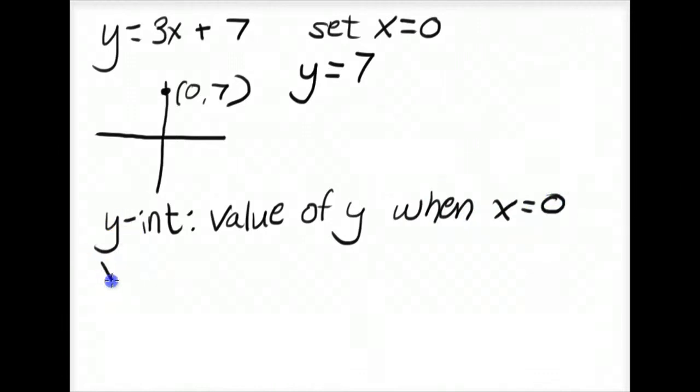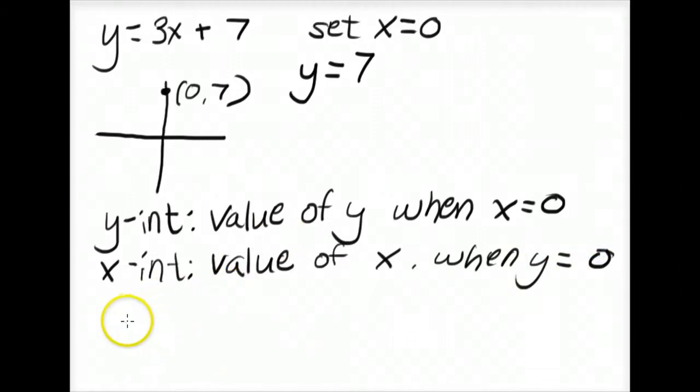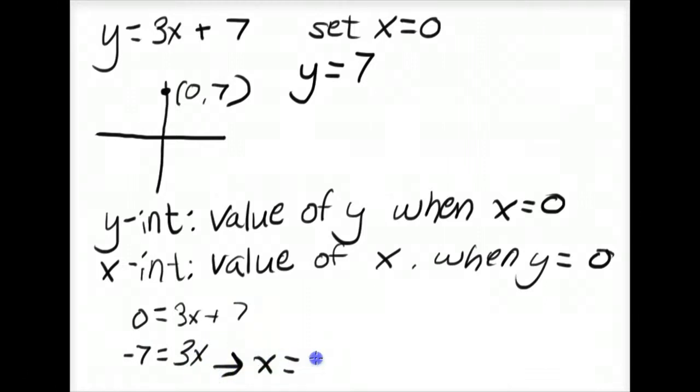And conversely, the x-intercept is the value of x when y equals 0. So to find the x-intercept here, we can set y equal to 0 and solve for x. So we'll have 0 equals 3x plus 7. Negative 7 equals 3x, and x equals negative 7 thirds. So when y is equal to 0, x is negative 7 thirds, which is somewhere right here. And the graph will look something like this.